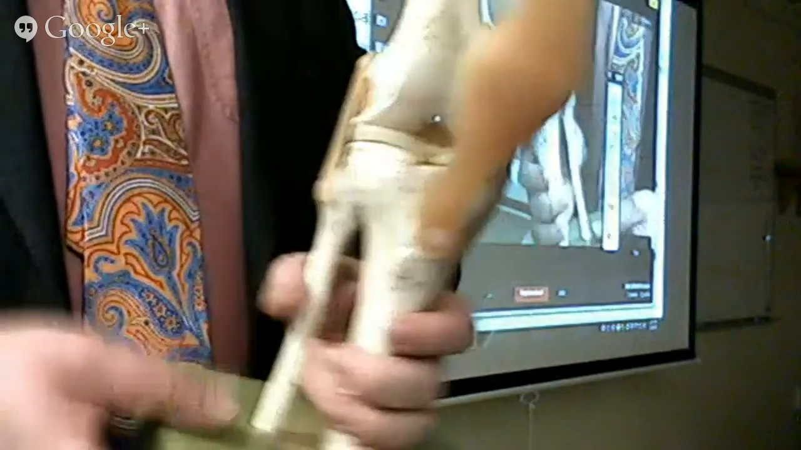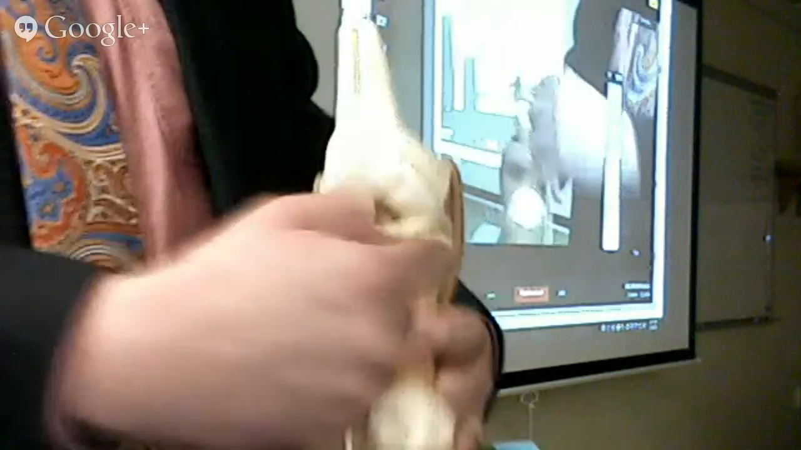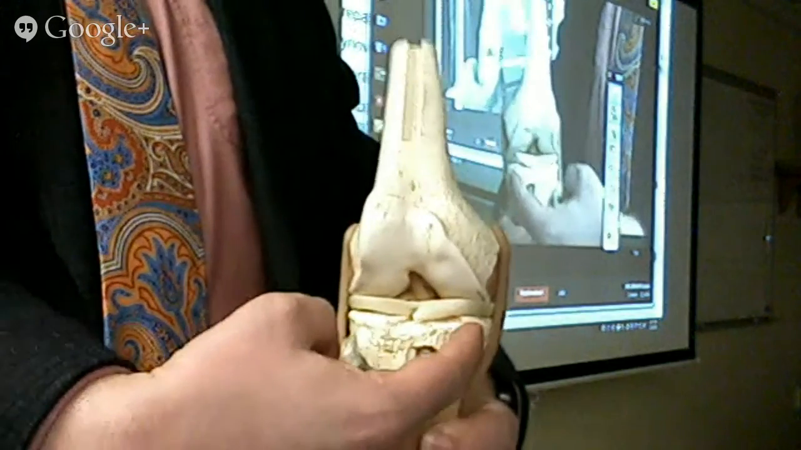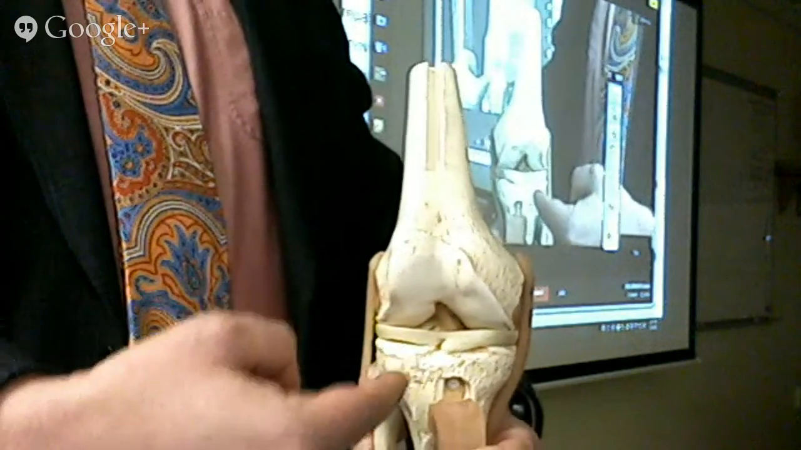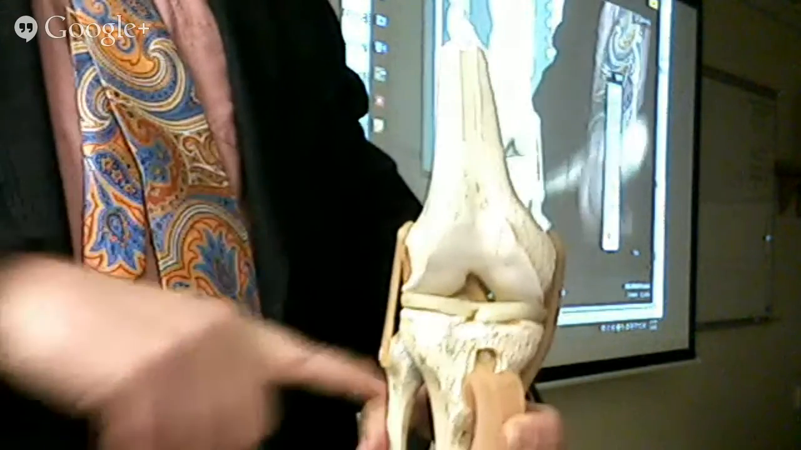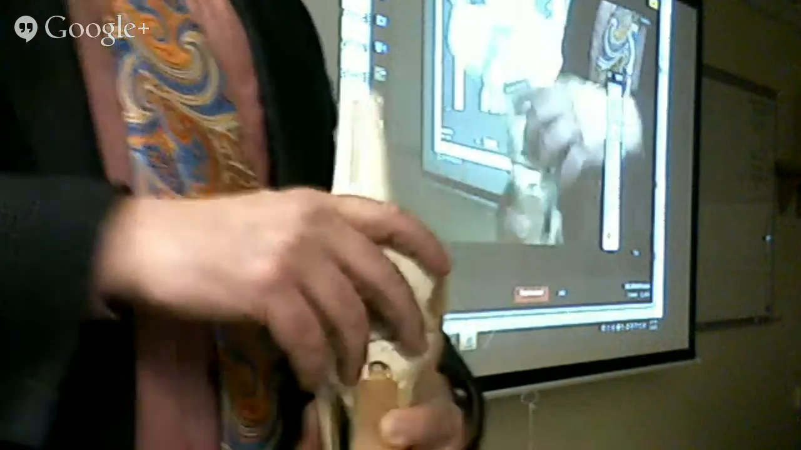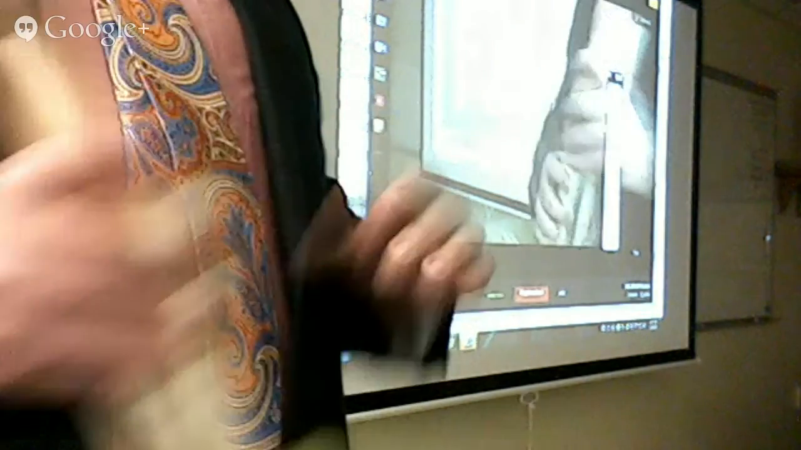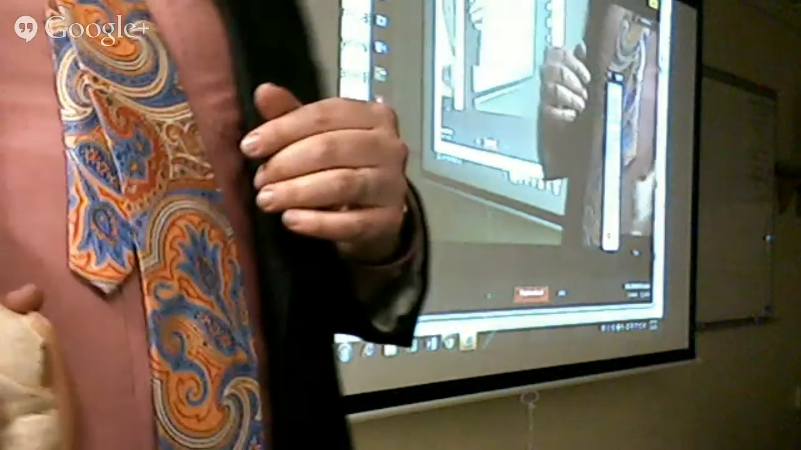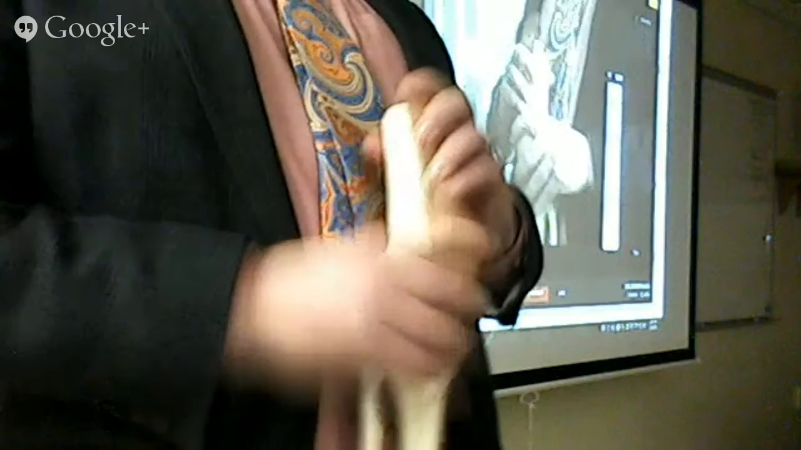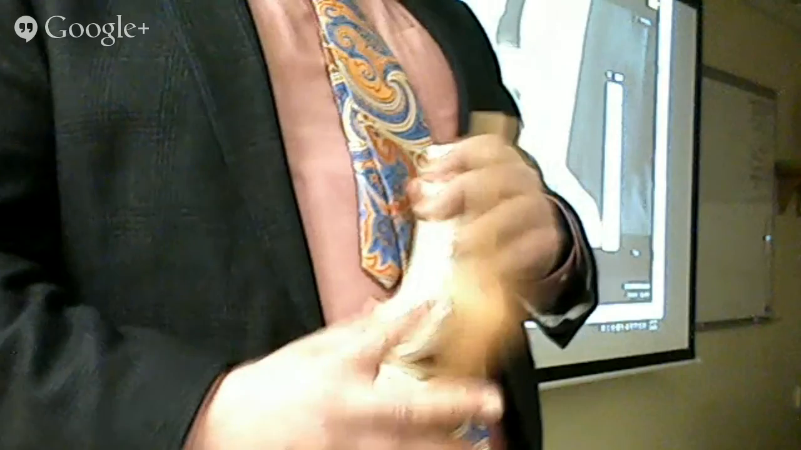Again, the anterior cruciate ligament, which we see right here, is going from the medial tibia to the lateral femur. And the posterior, which again is more posterior, is going from the lateral tibia to the medial femur. Now, the cruciate ligaments are referred to often by their initials. There's the anterior cruciate ligament, which is called the ACL, and the posterior cruciate ligament, which is called the PCL.